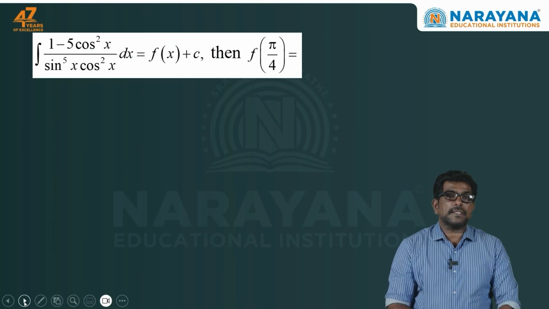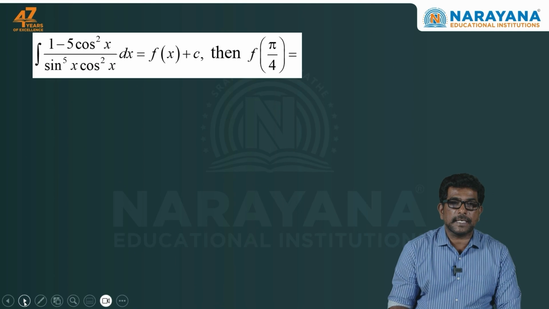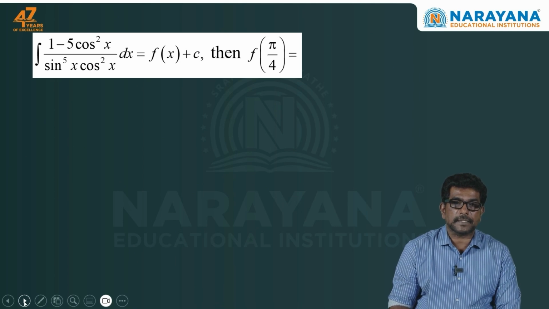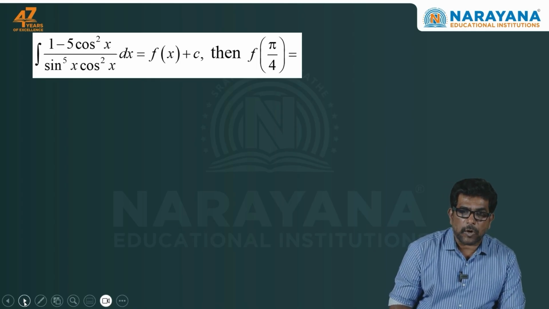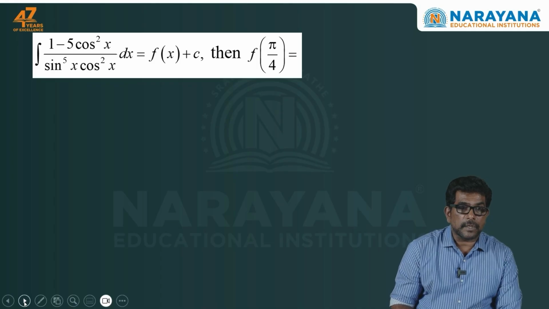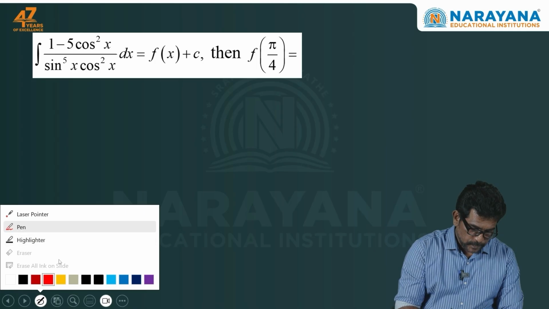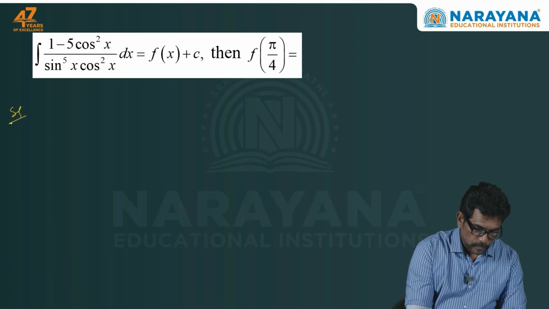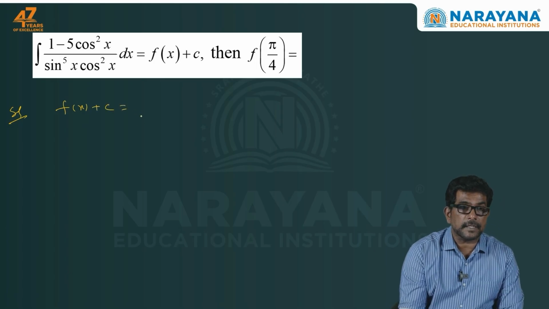Integral of (1 minus 5 cos square x) upon (sin x) whole to the power of 5 cos square x dx is equal to f of x plus c. Then they are asking for f of pi by 4, maybe it has options, but we don't get those options. Now we try to simplify this one, where c is the constant of integration.